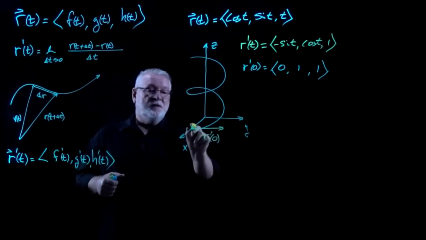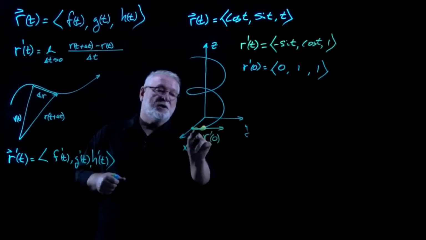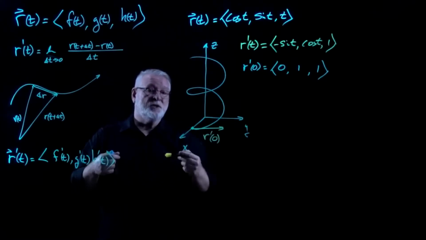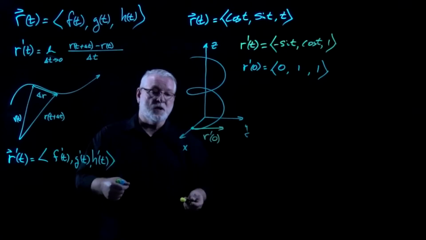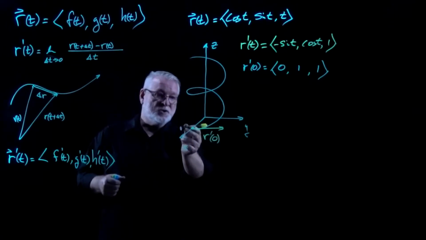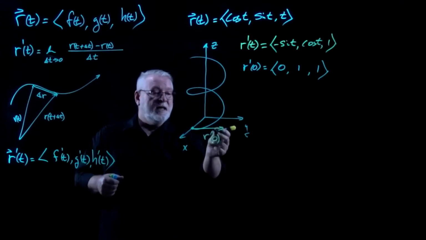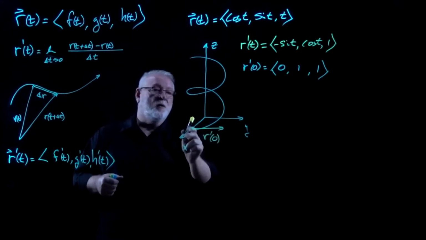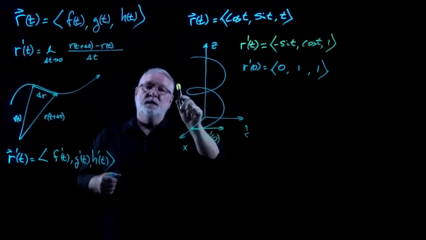Well, that looks very much like it's tangent to the curve at that point. That is, it actually describes the direction the curve is going as it leaves the x-axis. As it leaves the x-axis, it's going to head straight down the y-axis, and it's going to head slightly upward in order to begin forming this helix.